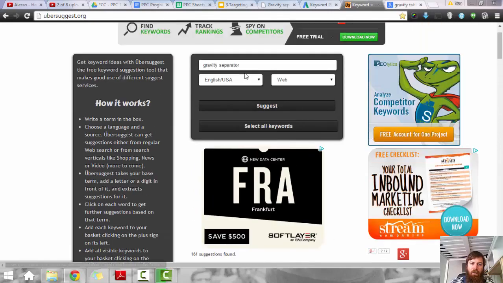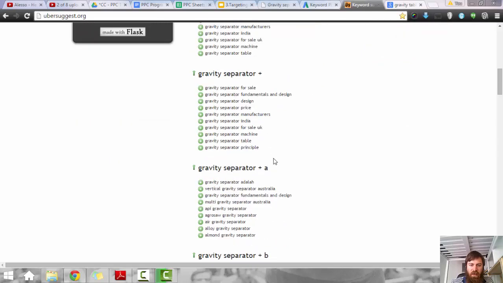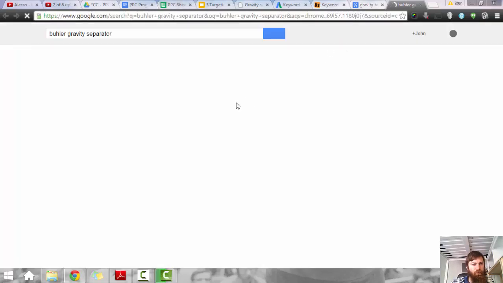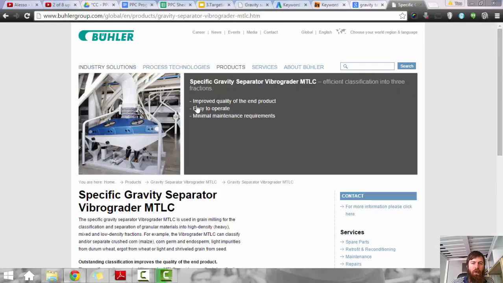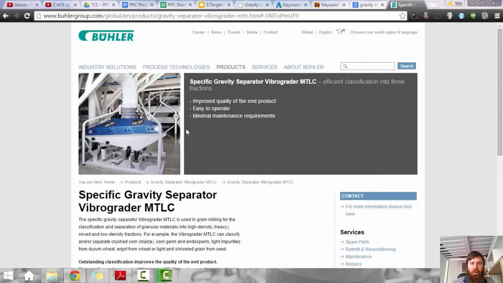Now let's see if we can get any more ideas. We have gravity separator. We put in Uber Suggest. Now what we're seeing is a number of things, India, UK, etc. Now we're starting to see ideas. Oh, Bueller. Bueller might be a company that's a competitor. If we look up Bueller, what is that? Bueller Group. We might start seeing, okay, Bueller is another B2B company that we might be competing against.